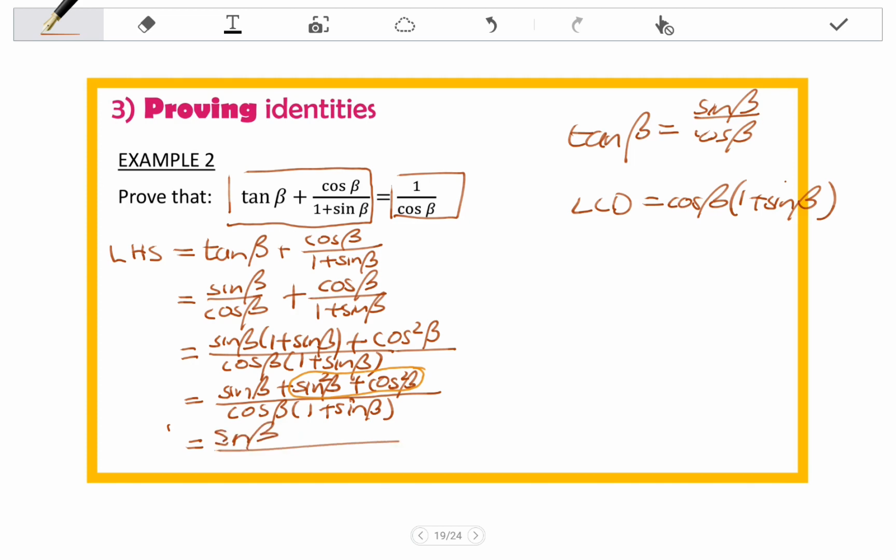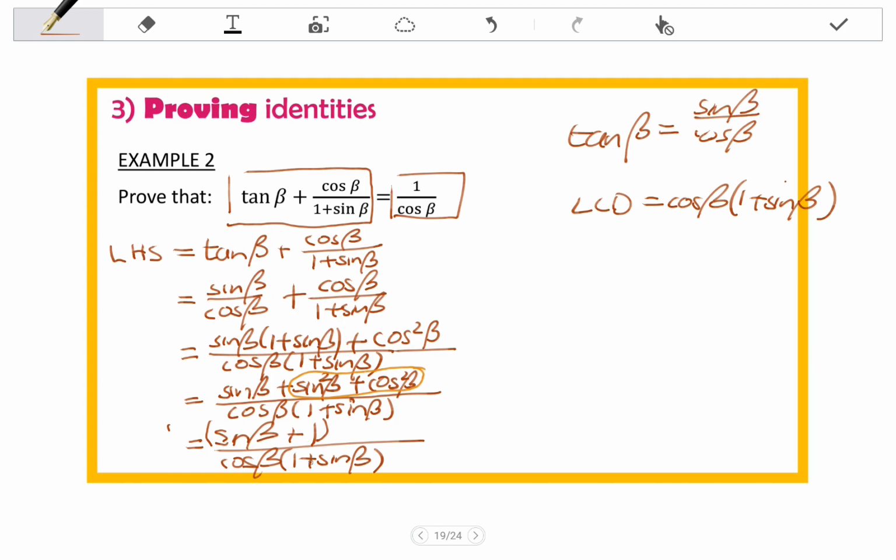So in the numerator, I now have sine beta plus 1 over cos beta times 1 plus sine beta. Wanting to simplify, I see that I have sine beta plus 1 and 1 plus sine beta in the numerator and the denominator. If I put this in brackets, it makes it a factor. Okay, so it takes it from being 2 terms to 1 term, which means I can cancel.